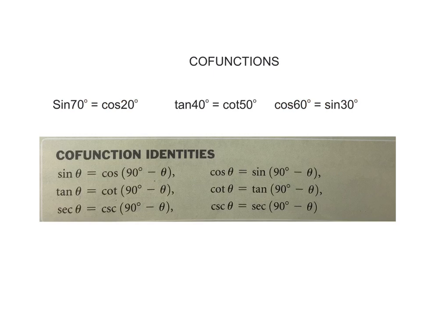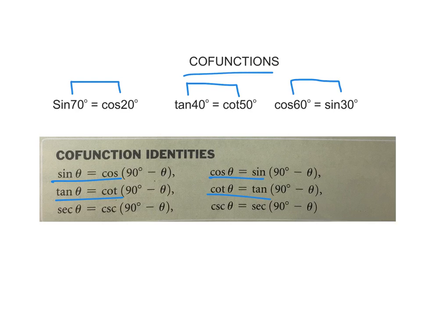All right, this is pretty important here. They're called cofunctions. Cofunctions are basically saying this: if two angles add up to be 90 and they're cofunctions of each other, they're the same. For example, sine 70 is the same thing as cosine 20 because they're cofunctions. Tangent 40 and cotangent 50 equal each other because they're cofunctions. We saw this a few minutes ago. Cosine 60 and sine 30 equal each other. These are cofunctions: sine and cosine, tangent and cotangent, secant and cosecant. Again, if the angles are complementary, then they're equal.